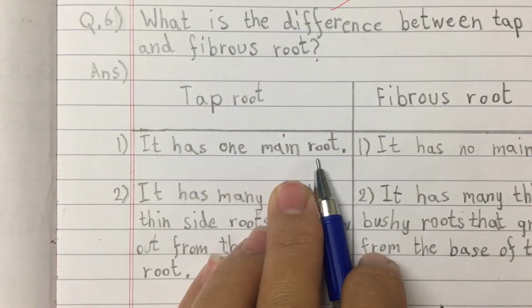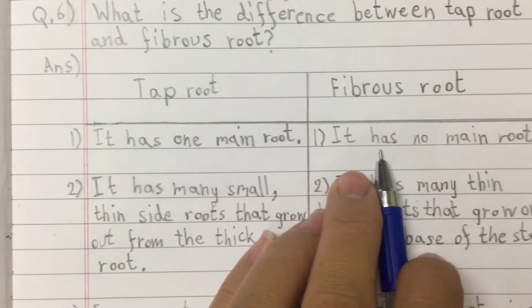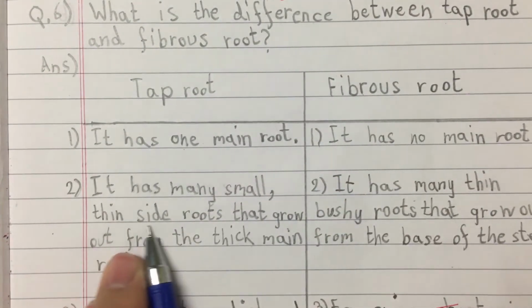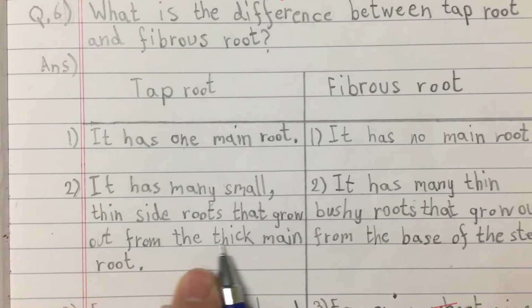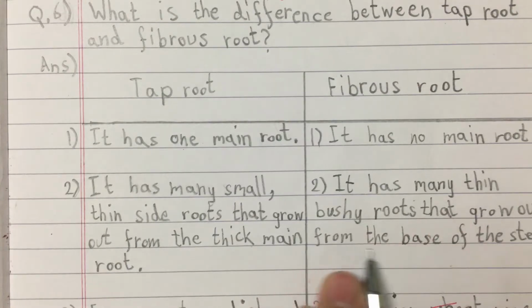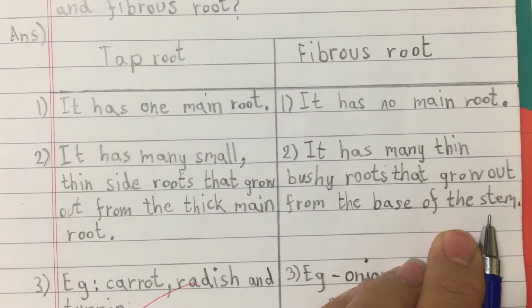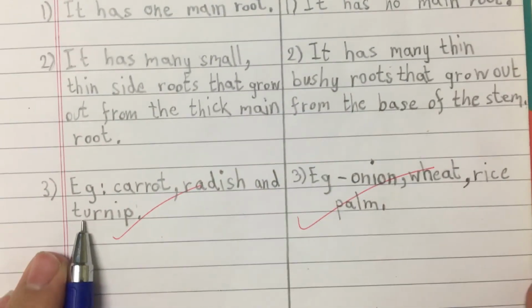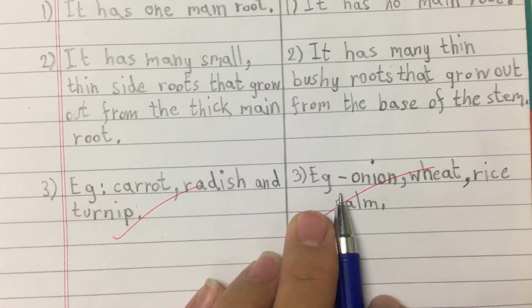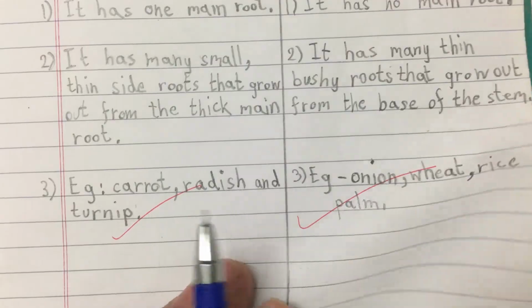Taproot has one main root. Fibrous root has no main root. Taproot has many small thin side roots that grow out from the thick main root. Fibrous root has many thin bushy roots that grow out from the base of the stem. And examples you can give for taproot: carrot, radish, and turnip, and for fibrous roots: onion, wheat, rice, and palm.